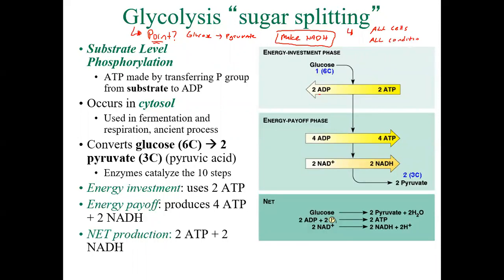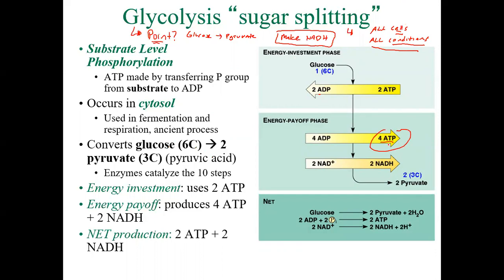What I mean by that is all cells, whether prokaryotic or eukaryotic, can do glycolysis. All cells, whether there is oxygen or no oxygen, are able to do this process. So it's really significant to understand that you are going to make some ATP.